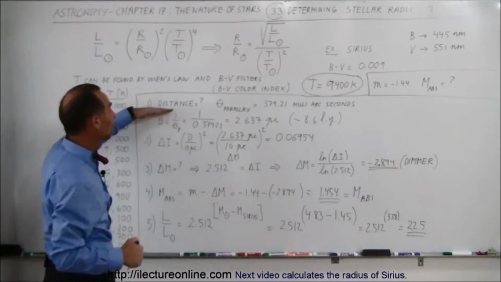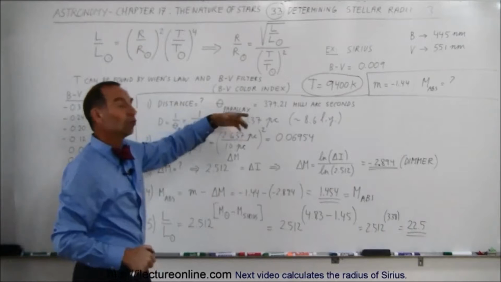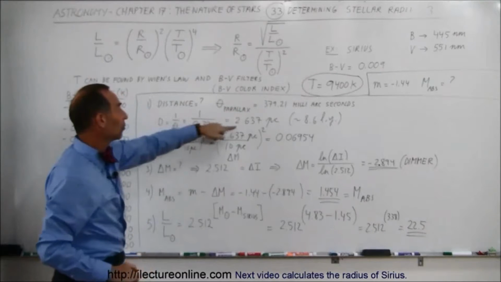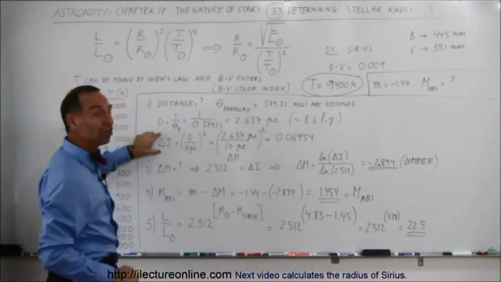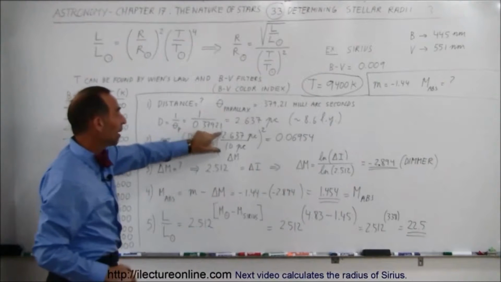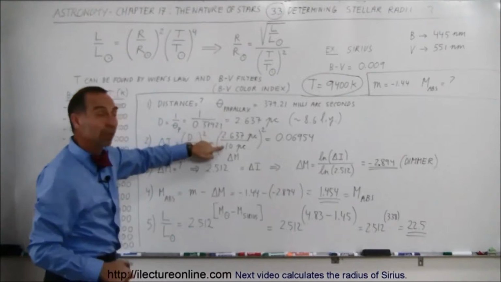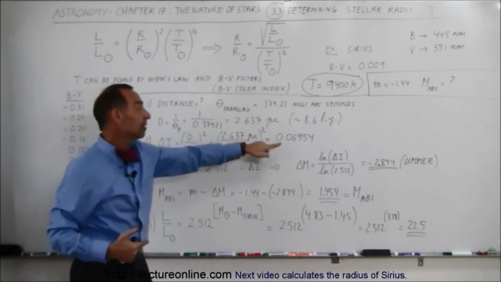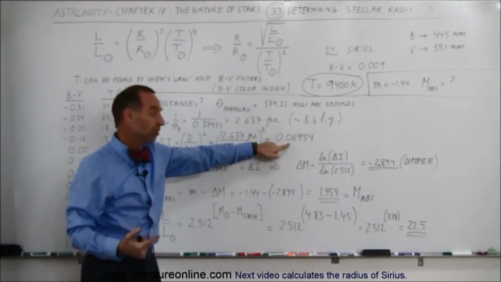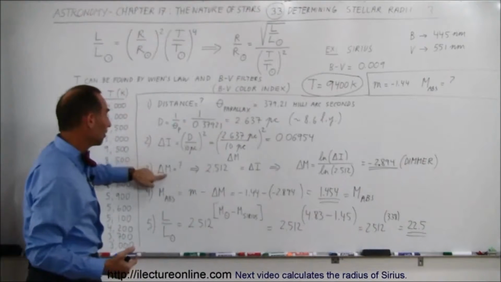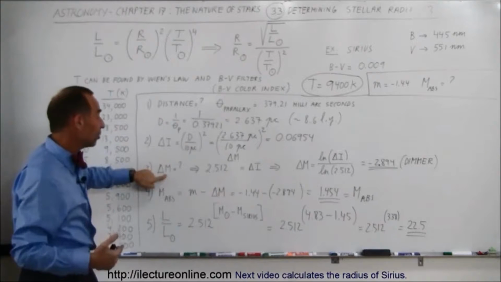Well, again, what we do is we first find out the distance using the angle of parallax. Once we know the distance, we then see what the change in intensity would be based upon the relative distance of where it's at to where we're going to place it. So the intensity would drop to about 7% of its normal intensity. So what does that mean for a change in magnitude?